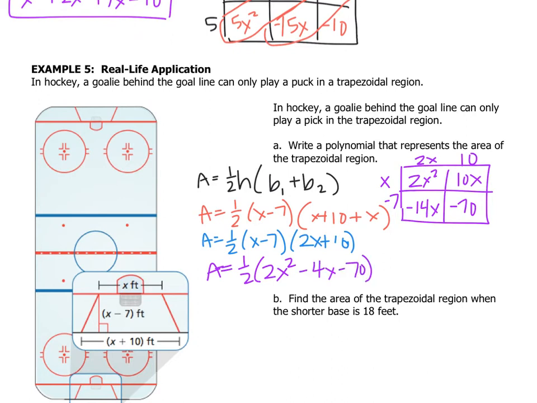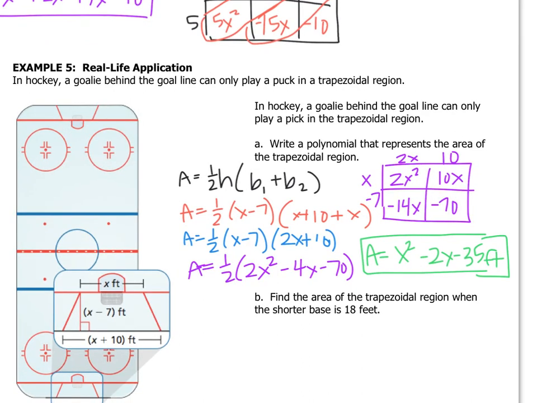So now what you do is you distribute the 1/2. So really what you're doing is you're just taking half of every coefficient. It's not going to change the variables. It's just going to impact the numbers. So the final answer is the area equals x squared minus 2x minus 35 feet.